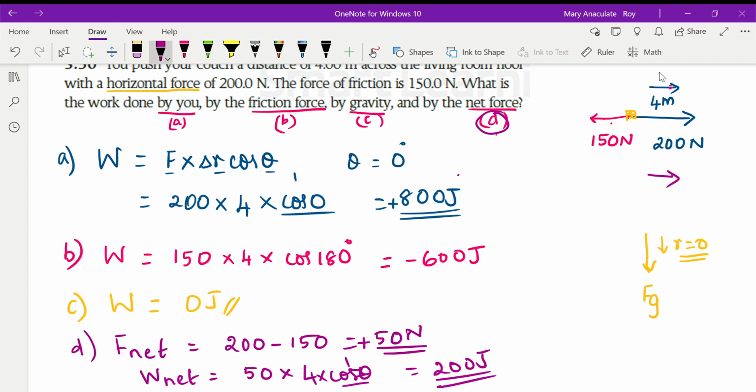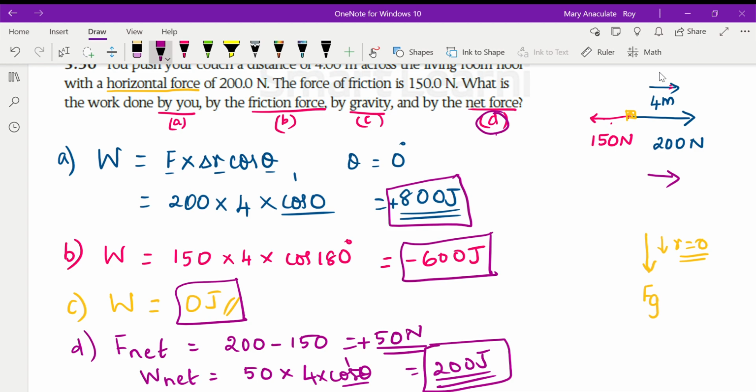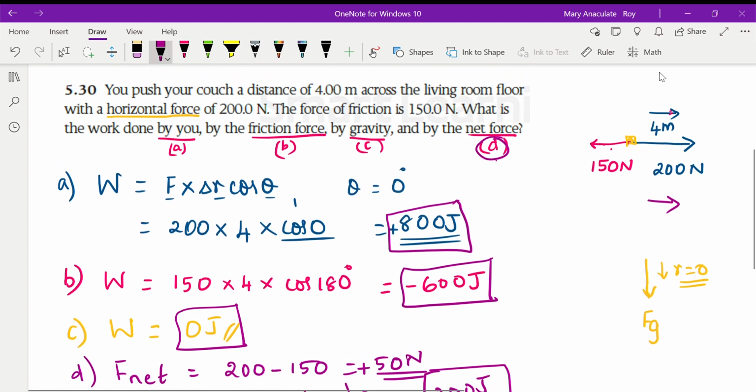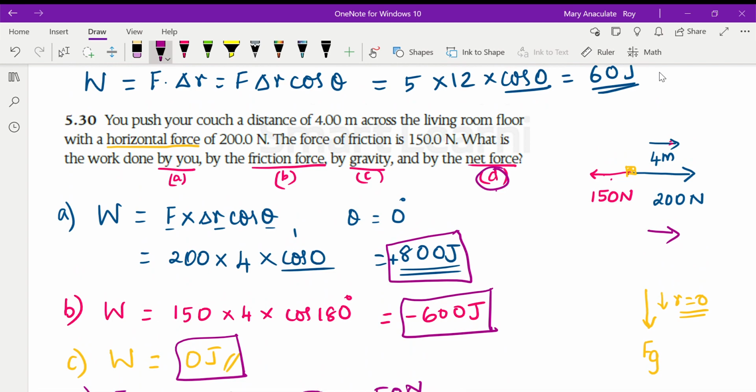So those are the answers for all the 4 sections. You have 800 joules, negative 600 joules, 0 joules, and 200 joules. In these types of questions, what you need to understand is, while substituting, you have to check the magnitude of the force, whether it's in the correct unit, and the displacement. It has to be in meters. If they give it in centimeters, please convert it to meters. And cosine theta, the angle between the force and the displacement. If you know these 3 factors, you substitute them and get the answer.